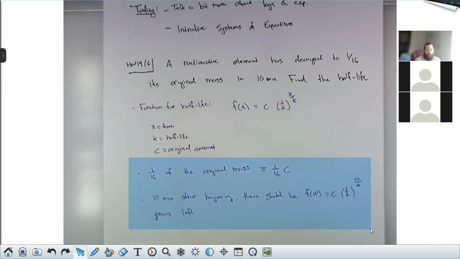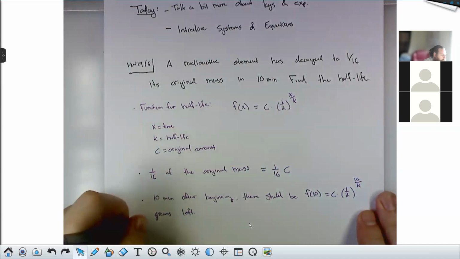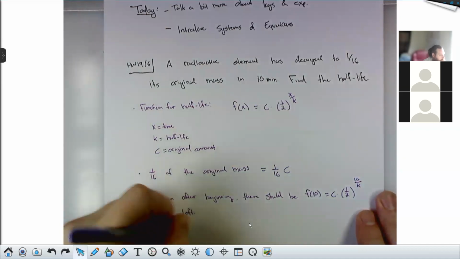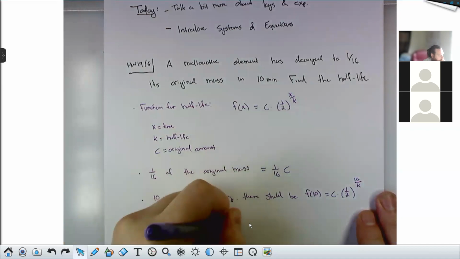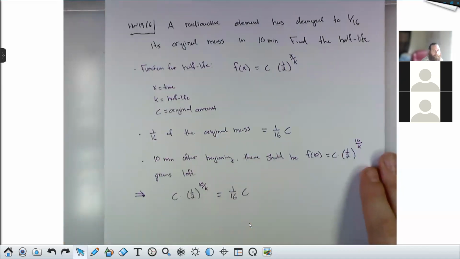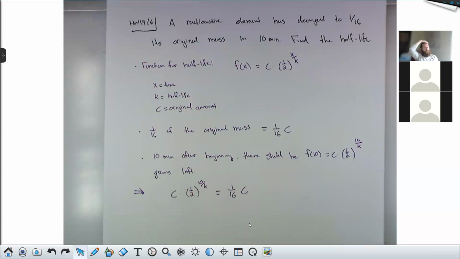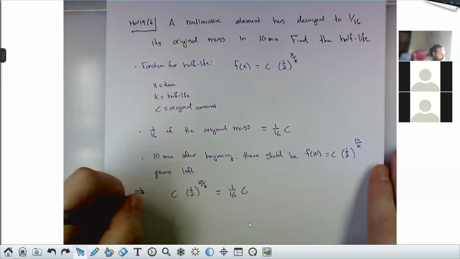So between these two bullet points, we have two ways of measuring how much stuff is left after 10 minutes. On the one hand, they told you that 1/16 of the original amount was left. On the other hand, you have your half-life function, so you can plug in 10 minutes to that function, and this should be how much is left. So these are both measuring the same thing, which means you can set them equal. And that's what we're going to do. We're going to set c times 1/2 to the 10 over k equal to 1/16 c. You can divide both sides by c.